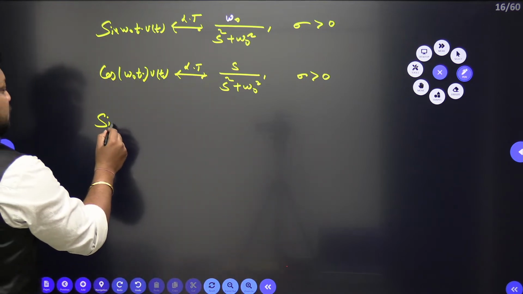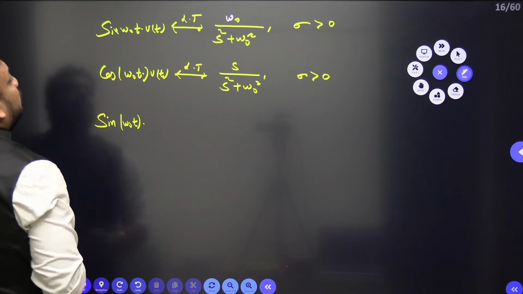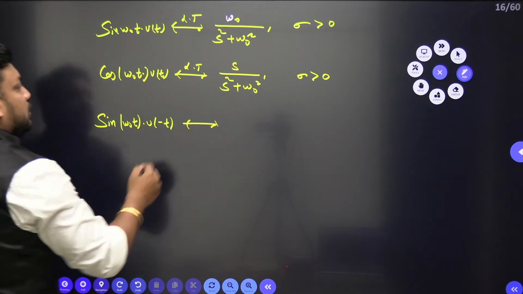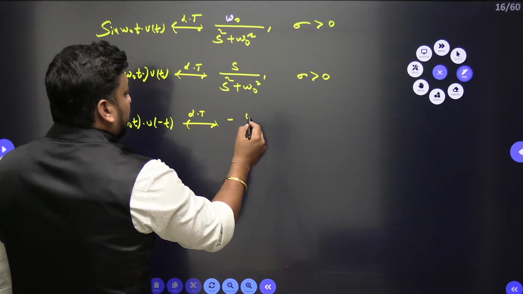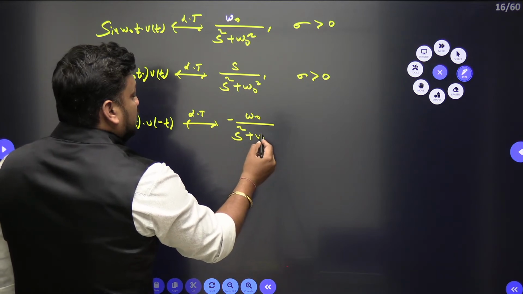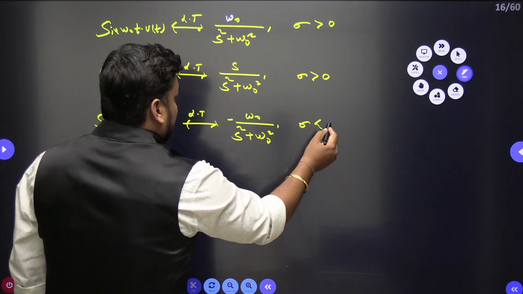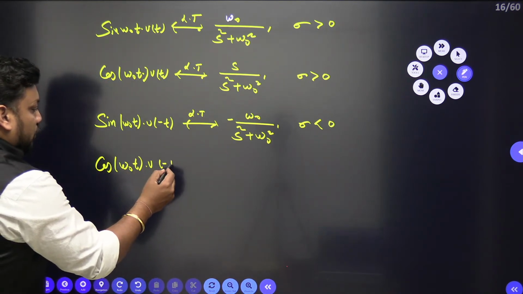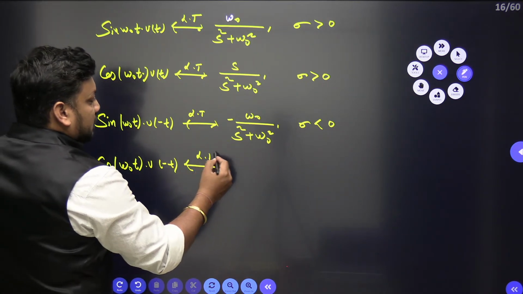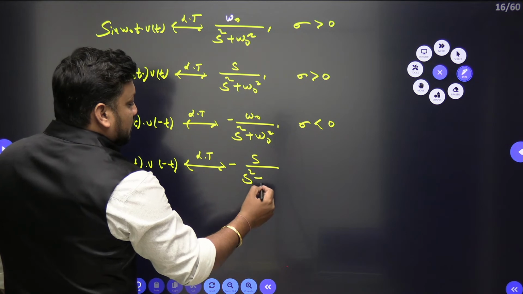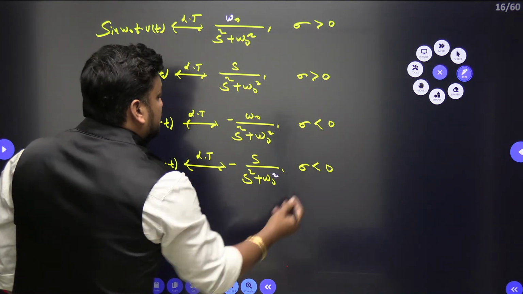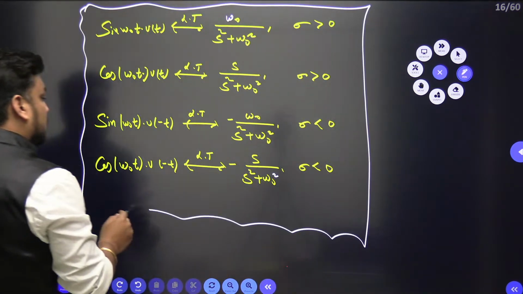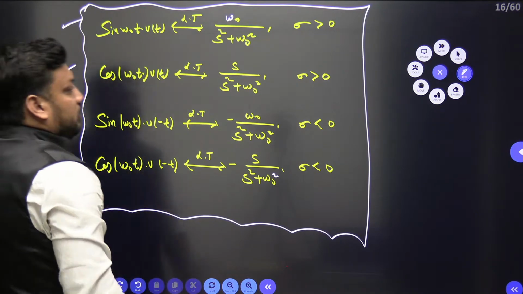This is all about the last class revision, guys. Just confirm, beta, whether this expression, the last expression: sin omega 0 t u(minus t) Laplace transform is nothing but minus omega 0 upon s square plus omega 0 square, ROC is sigma less than 0. And here cos of omega 0 t dot u(minus t) Laplace transform is nothing but minus s upon s square plus omega 0 square, sigma less than 0. I think this table we have completed. This table is the summary of the last concept. Just confirm, beta, whether all the 4 results we have already discussed in the last class.